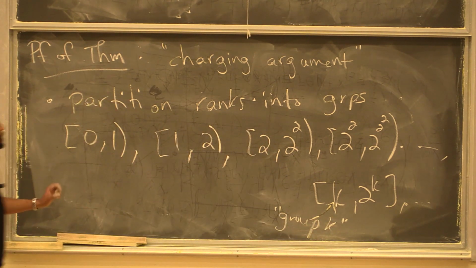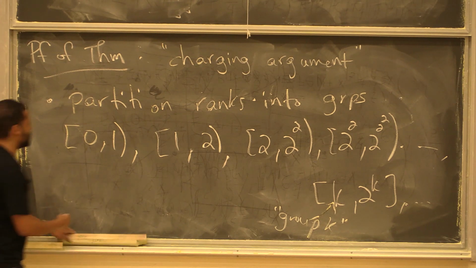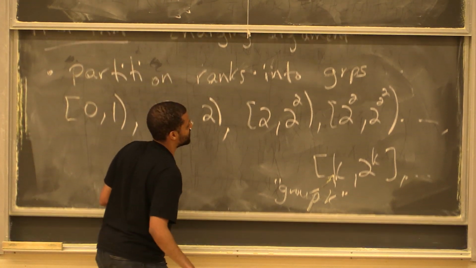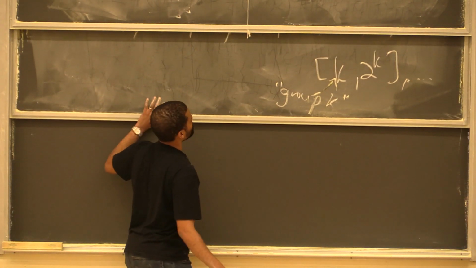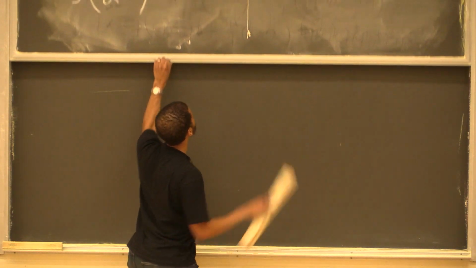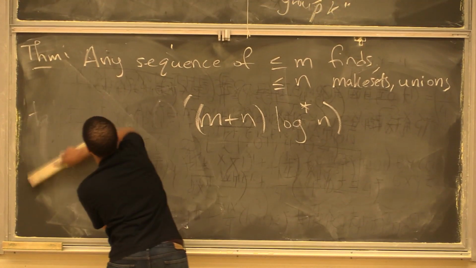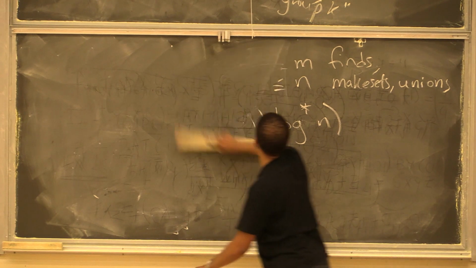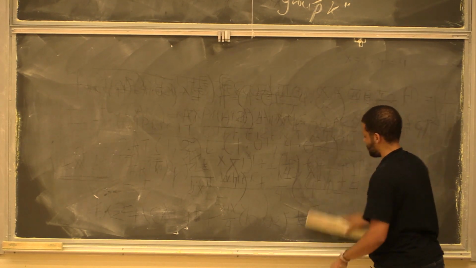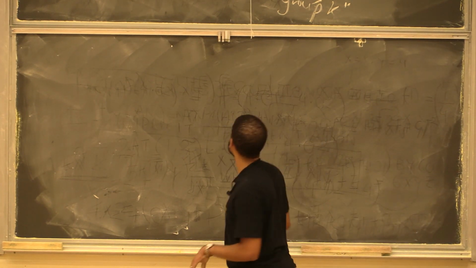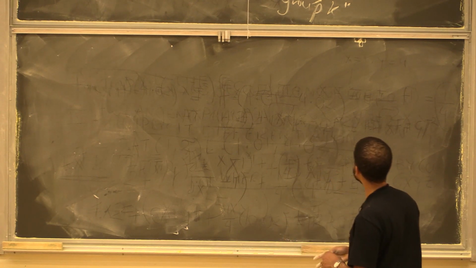Group k here is the interval that goes from k to 2 to the k. It's actually the log star of the kth group. And now, let's just keep trying. Let's try to reason about this a little more, understand what's going on here.